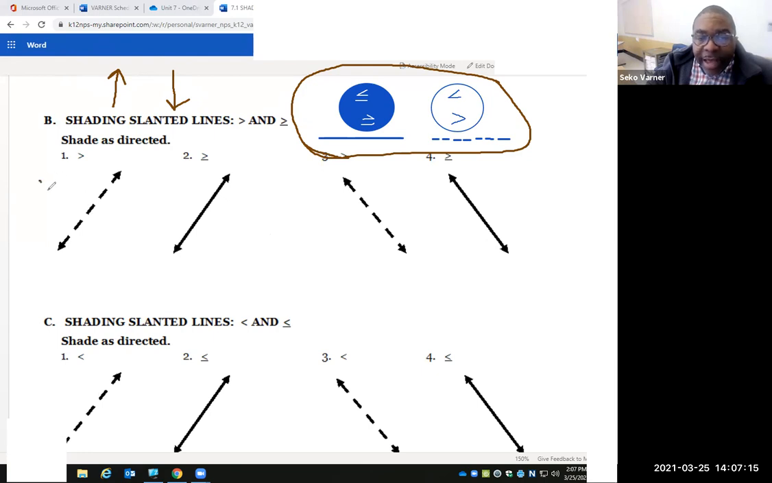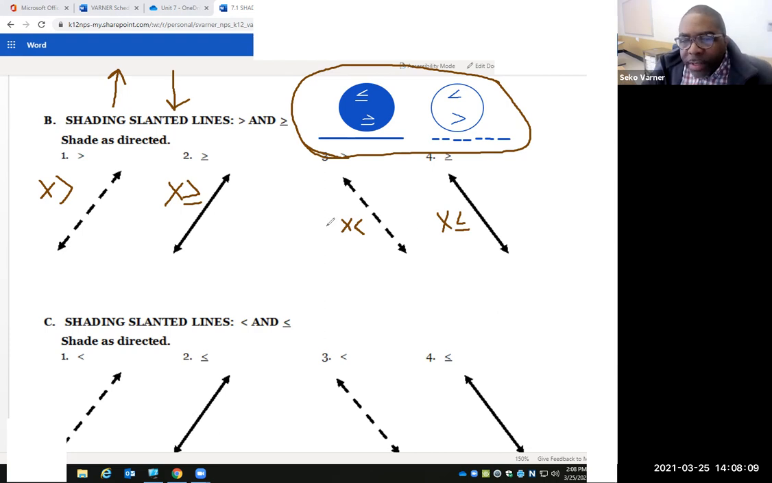This is X is greater. This is X is greater than or equal to. Now, I'm hoping that you pick up on it. If it says greater than or equal to, it's going to have a solid line. If it has a dotted line, it's just greater than or less than. Well, this says greater than, and it has a dotted line. Now, if it says less than, then it would be X is less than, and it's a dotted line. And this would be X is less than or equal to.